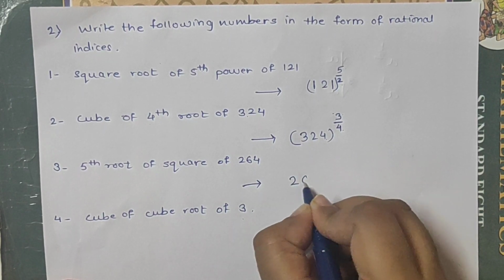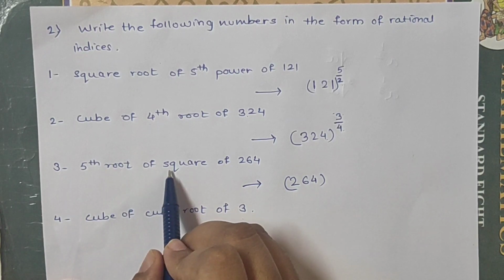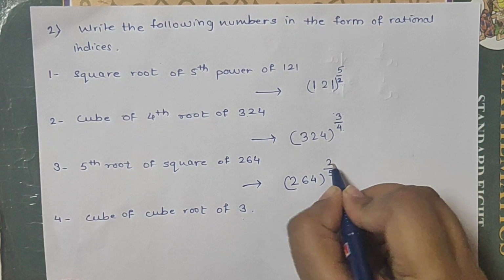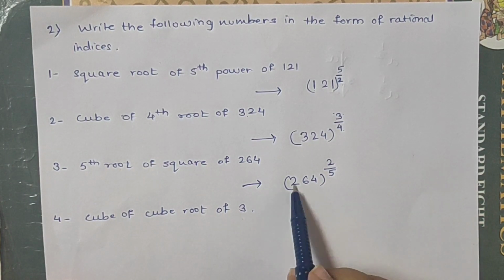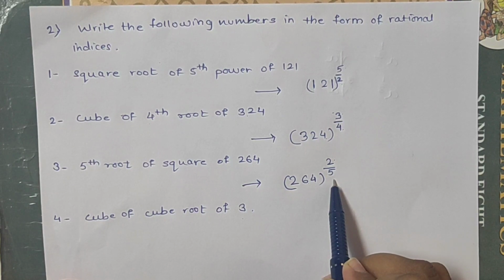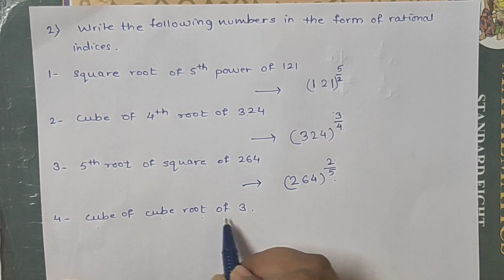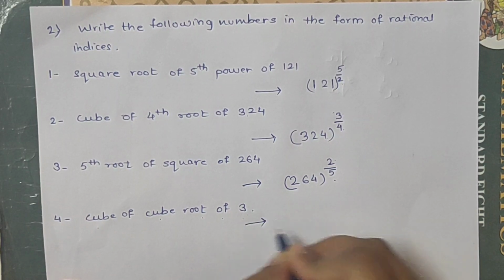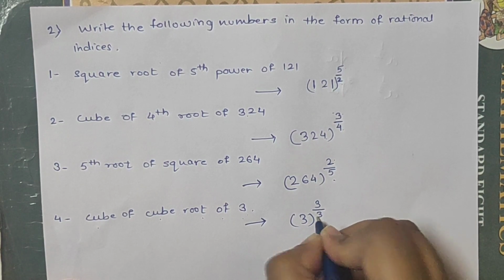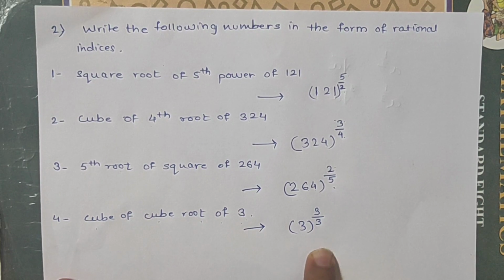Similarly, 264. Fifth root of square of. So 264 raised to 2 upon 5. Next is cube of cube root of 3. So it will be 3 raised to 3 upon 3.